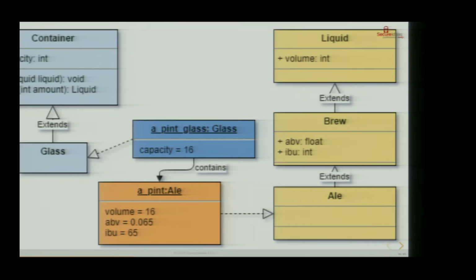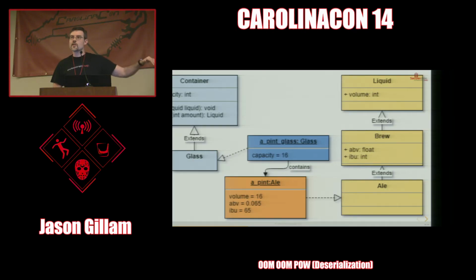Same thing with, at the bottom, I have a type of ale, and I'm just gonna call it a pint, so that way I have a pint of ale. And it has all of the attributes of a brew and a liquid, and basically everything up that chain. And those two are related. One actually contains the other, okay? So everybody with me so far?